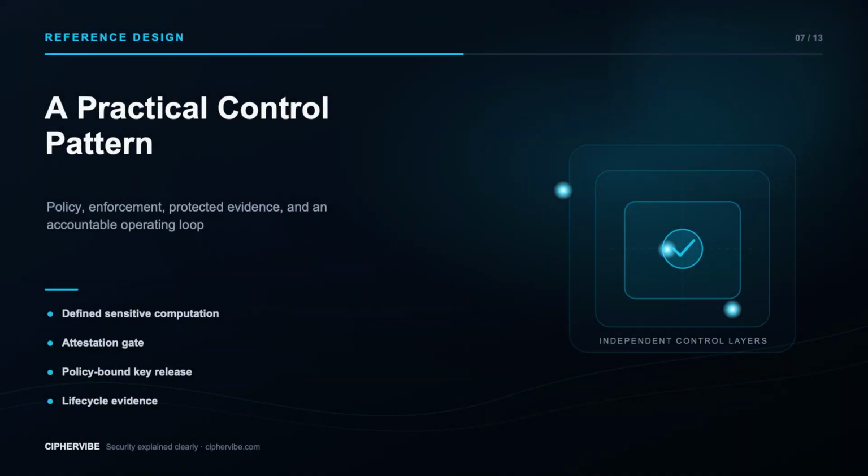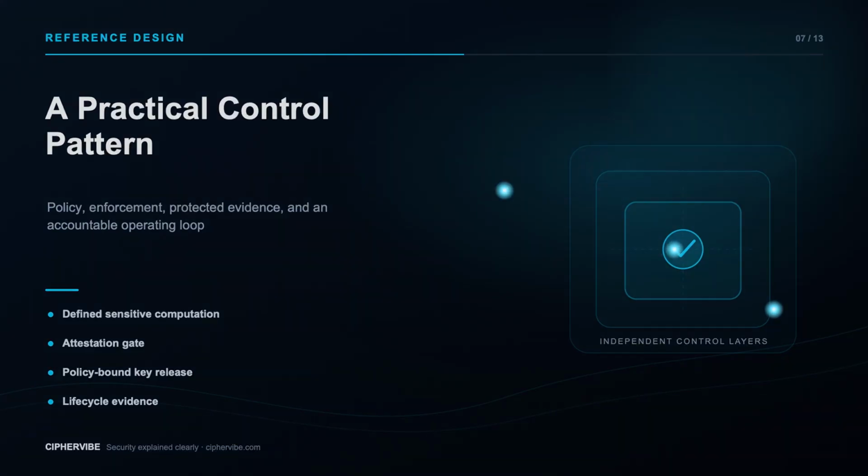Use this reference pattern. Begin with an explicit policy that describes the permitted outcome. Enforce that policy at the closest reliable control point. Route decision and activity evidence to protected storage. Then give an accountable team a tested path to review exceptions, correct drift, and respond to violations. A practical design protects a well-defined computation, verifies the runtime through attestation, releases keys only after policy passes, and treats updates and recovery as part of the same trust chain.